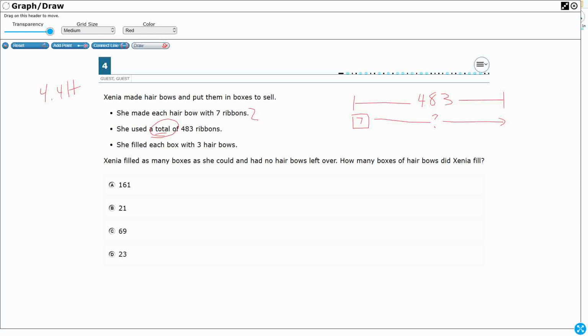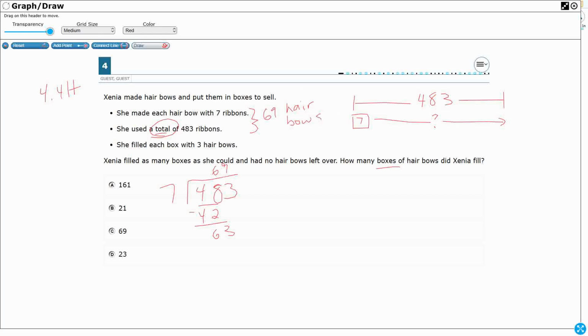Let's just figure out, right, how many bows we have. Because we're asking about boxes, but I need to know how many bows I have before I know how many go in boxes, okay? So I've got 483. Let's divide that by 7. So 7 doesn't go into 4, but 7 does go into 48. Almost 7 times. Very close. But it goes in 6 times. 7 would be 49. That's just one too big. So 63. Okay, so we've got 69. So there are 69 hair bows.